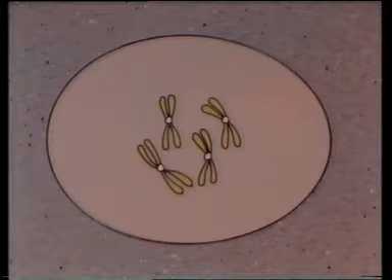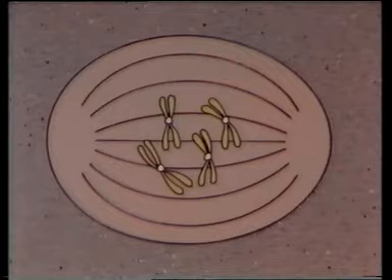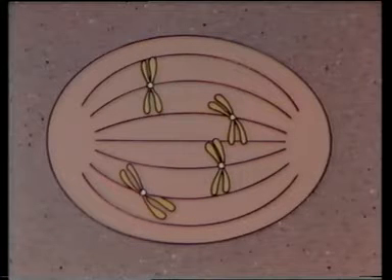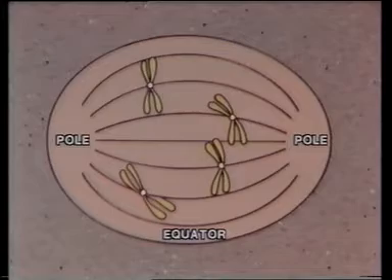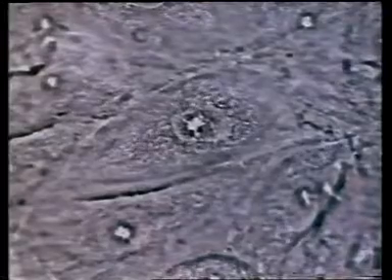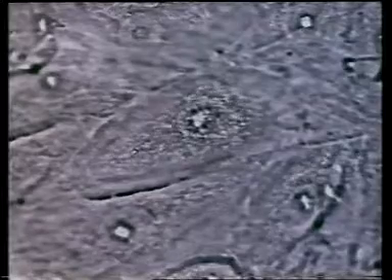A series of fibers form a structure within the cell called the spindle. The spindle stretches from end to end of the cell and has poles and an equator. This is prophase in a living cell.